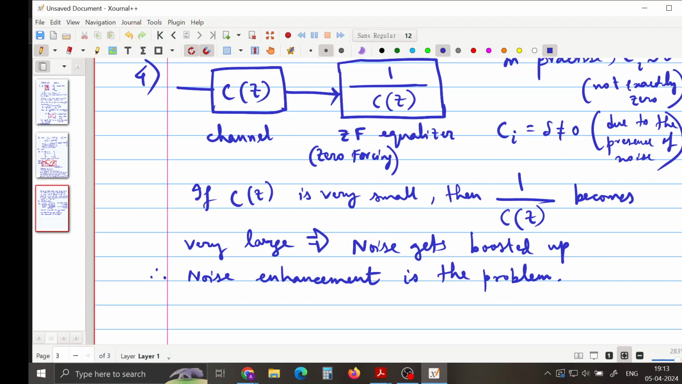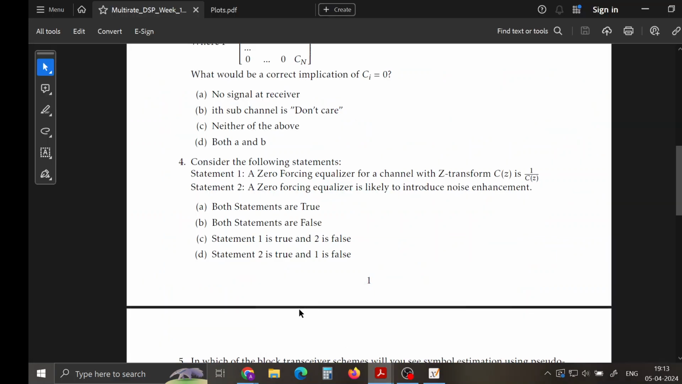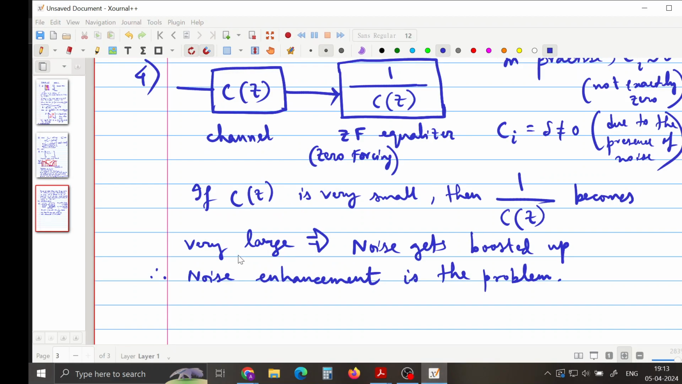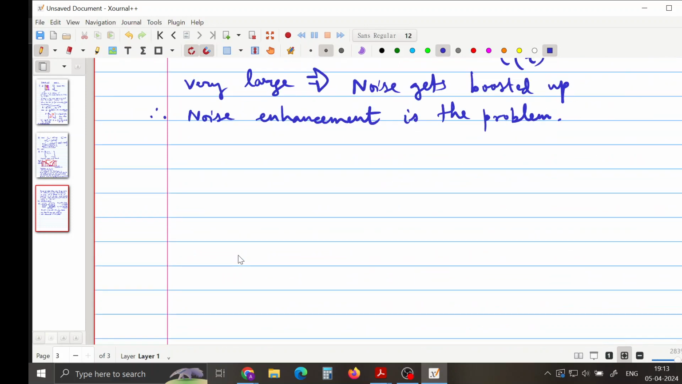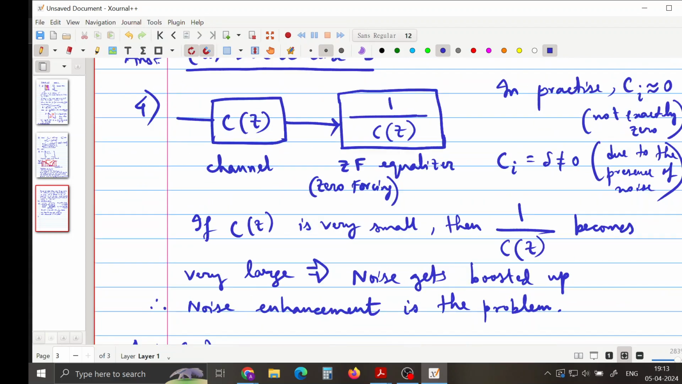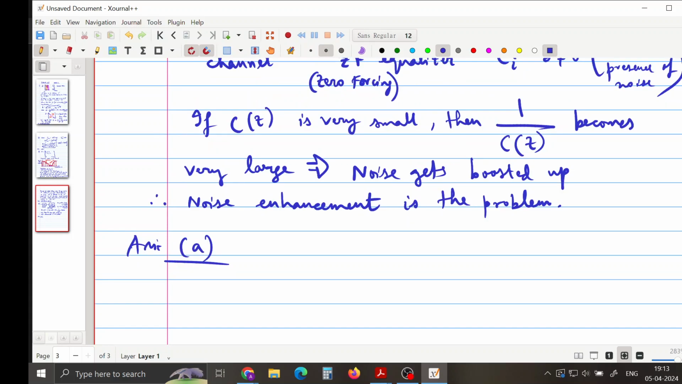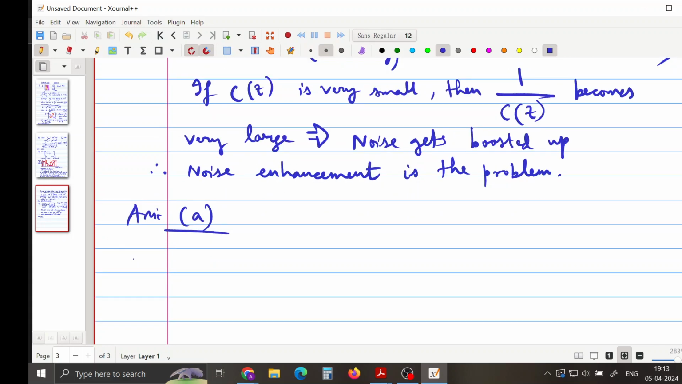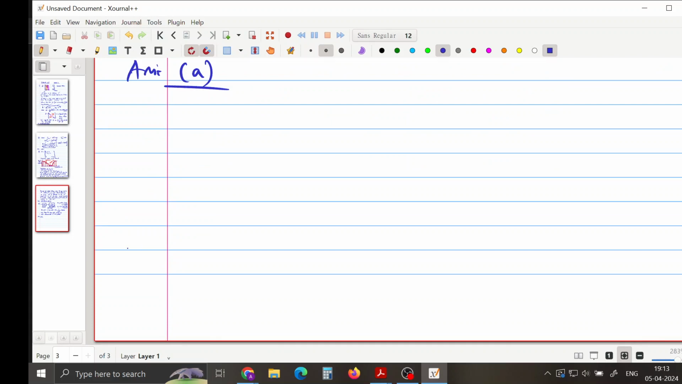Which is exactly what was given in option A. Option A captures the fact that both statement 1 and statement 2 are true. So our answer is option A. Both statements 1 and 2 are correct. This was also discussed, so nothing fancy. Let's move on to the next one then.